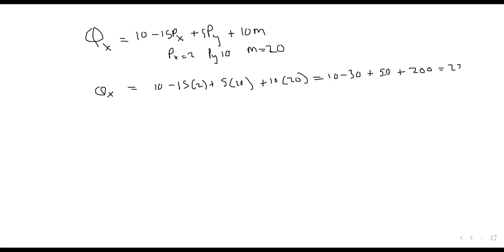So this is negative 20, and this is 30. So this is 230. Now, the gradient for X is minus 15. The gradient for Y is positive 5. And the gradient for the income, positive 10. So just by looking here, we're able to tell what types of goods these are.